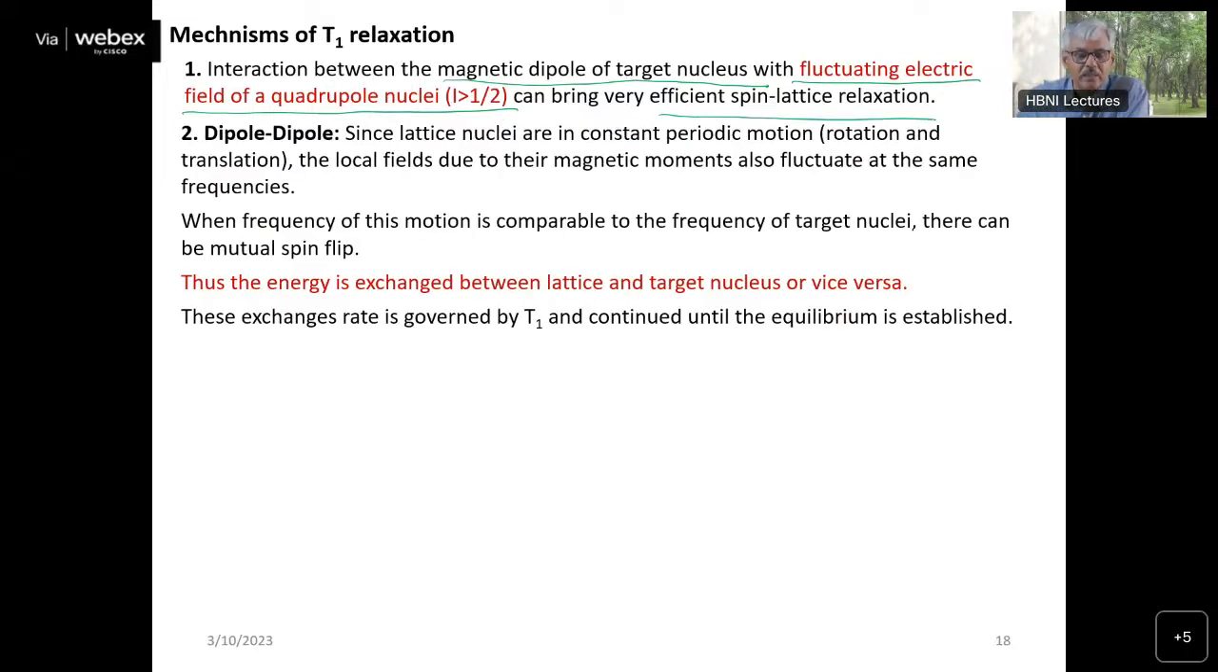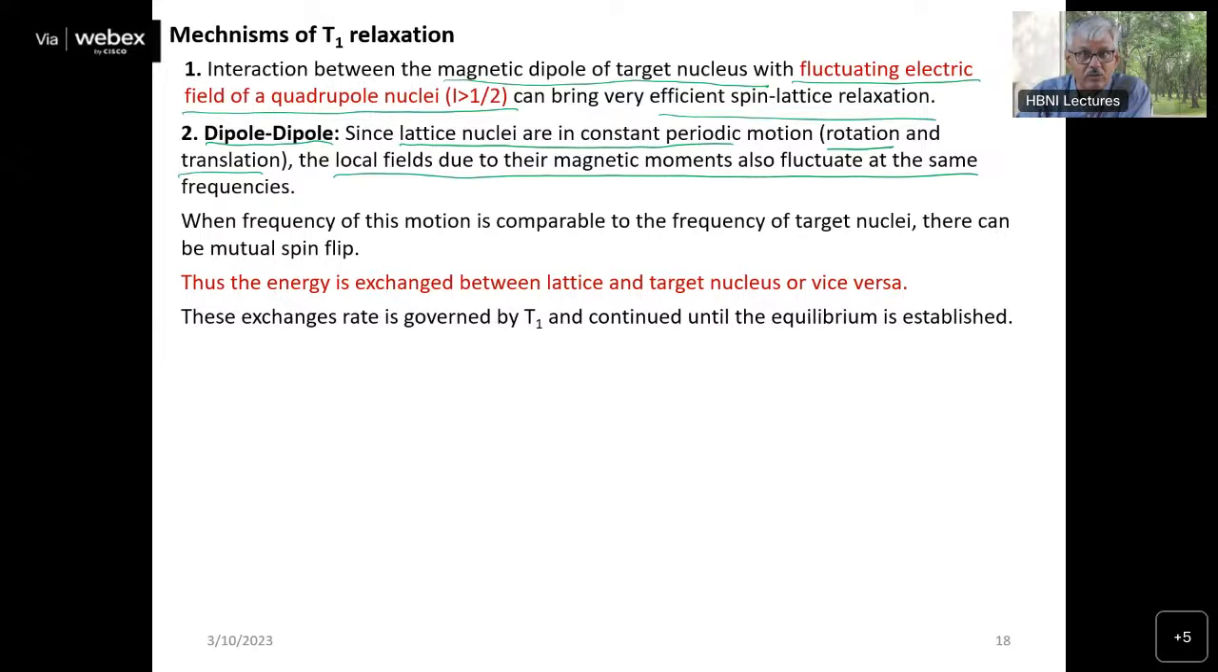The other is the dipole-dipole interaction. Dipole-dipole means you have the target nuclei, which is a dipole, and you have the solvent or the lattice, which are also mostly dipoles. Your lattice nuclei, your solution, are constantly moving, in a constant periodic motion. Their motion is due to rotation as well as translation. When they are rotating or moving, their local fields are also fluctuating at the same frequency.